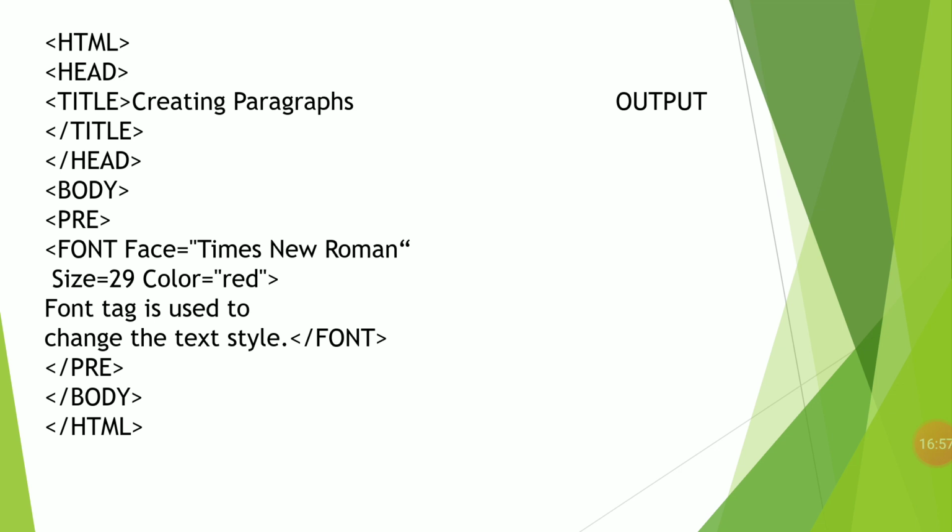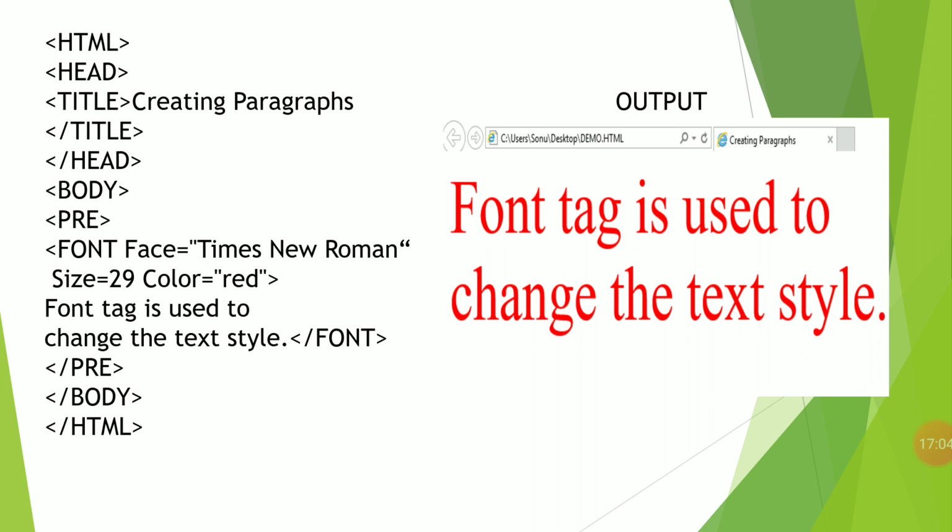Here I used the pre tag. If you are not using it, then no problem. If you see the output, then the output appears like this. Dear student, it means if you want to format your text as you want, you can choose your font face, size, color as you want. For this we need to use the font tag, and these are all attributes of the font tag.